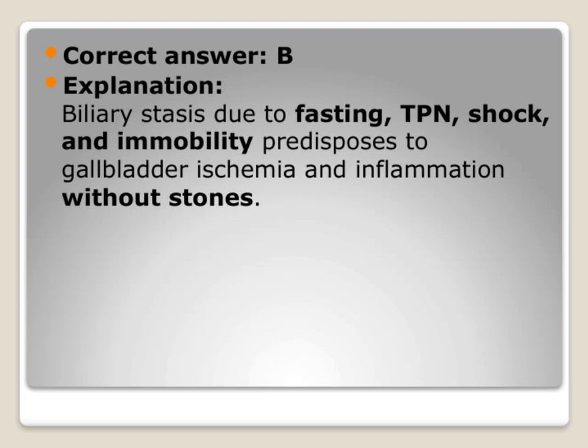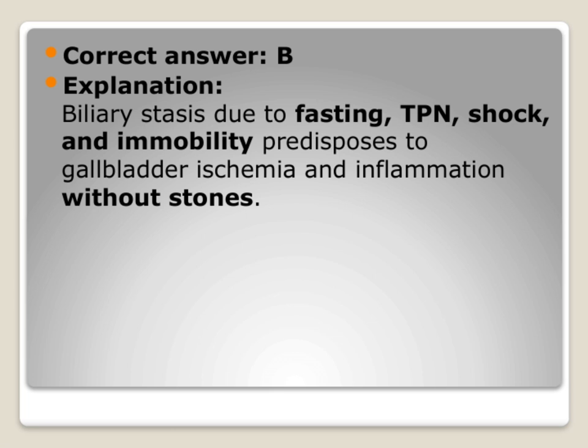The correct answer here is B. Let's delve into why. Biliary stasis, which is essentially the slowdown or stoppage of bile flow, can occur due to several factors like fasting, total parenteral nutrition, shock, and immobility. When the gallbladder doesn't empty properly, bile can become stagnant. This stagnation predisposes the gallbladder to ischemia, meaning reduced blood flow, and inflammation. Importantly, this process can happen even without the presence of gallstones.